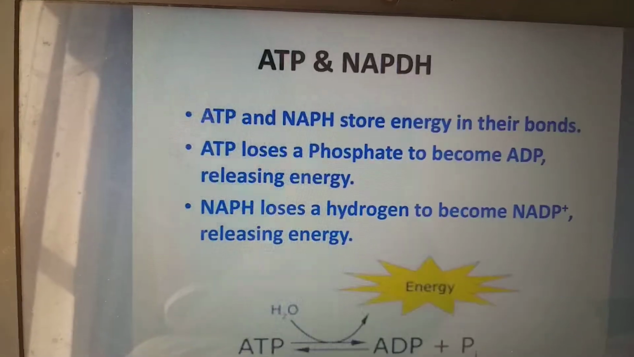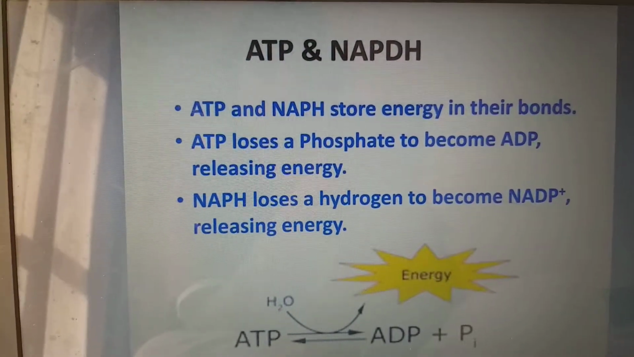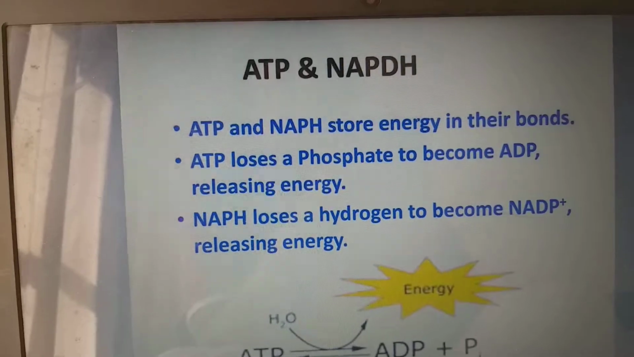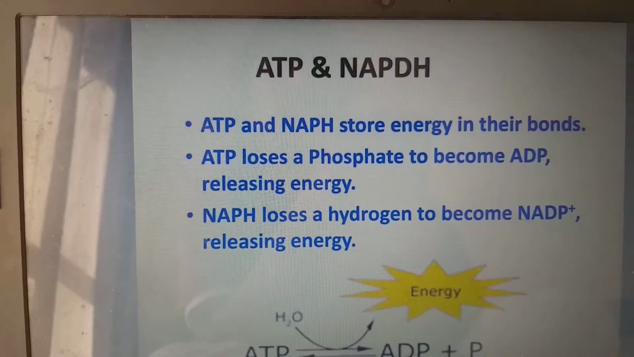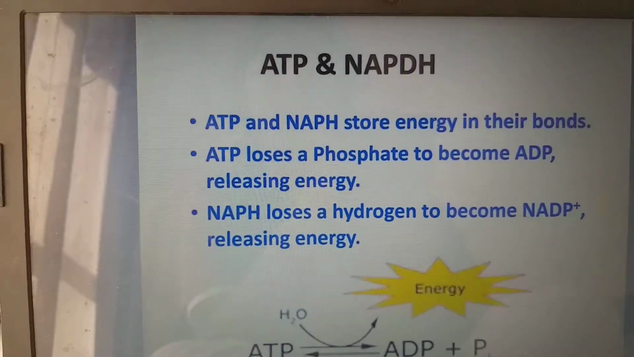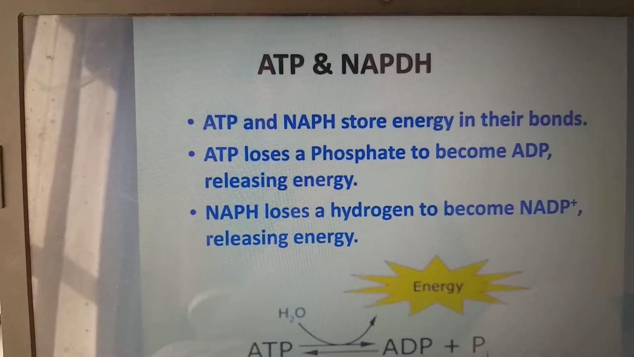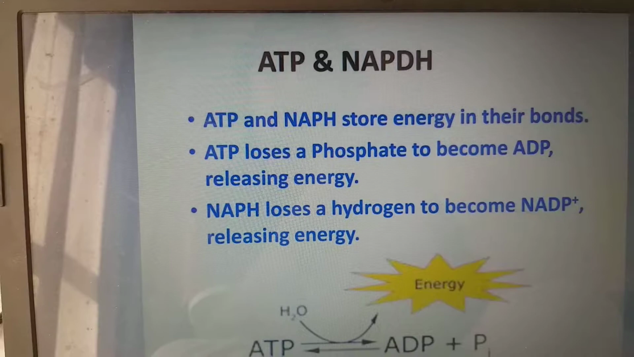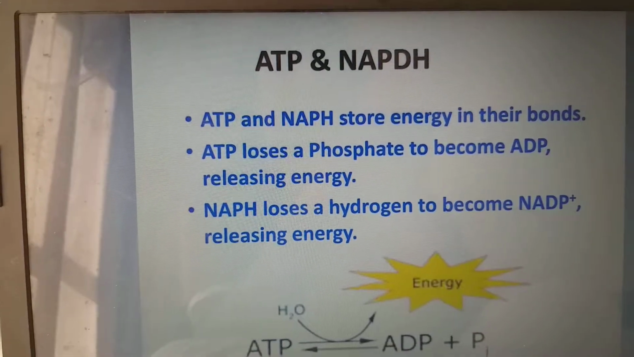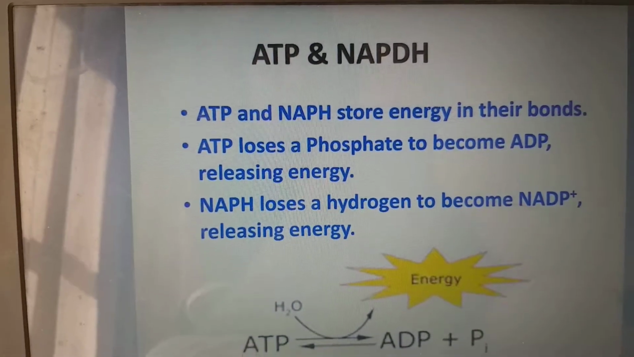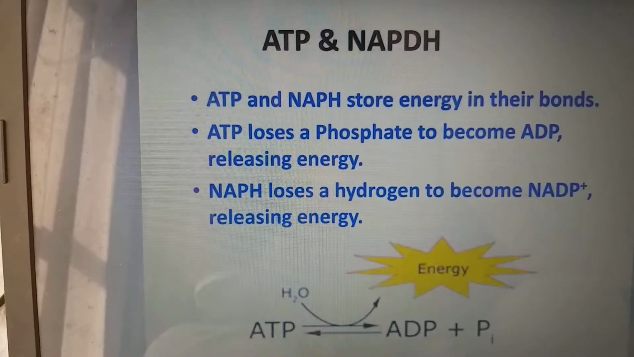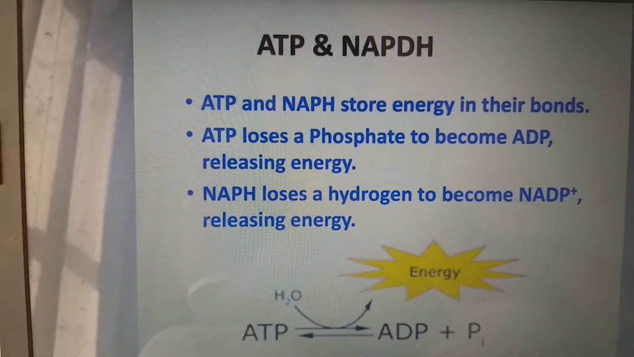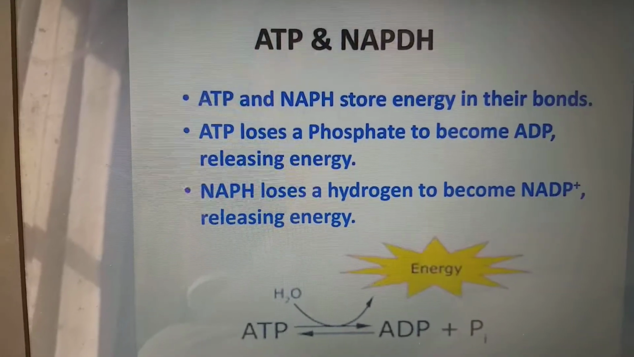Coming to the next, ATP and NADPH are the two very important molecules for the reduction of carbon for the formation of glucose. ATP and NADPH store the energy in their bonds. ATP loses a phosphate to become ADP and releases the energy, and NADPH loses a hydrogen to become NADP, releasing the energy. So both are energy compounds.